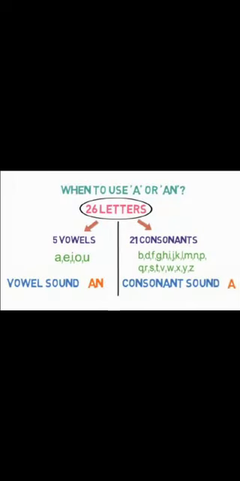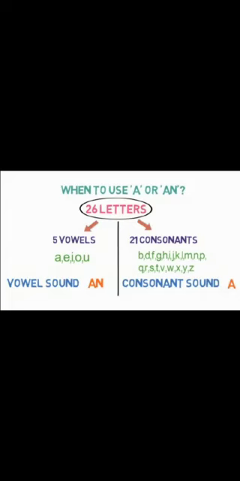Okay children, now let's move to the indefinite article. A and an are called indefinite articles because they do not refer to any particular or definite person, place or thing, as in an umbrella, a boy, a book. Okay children, so let me tell you in English how we use a or an. When to use a or an.